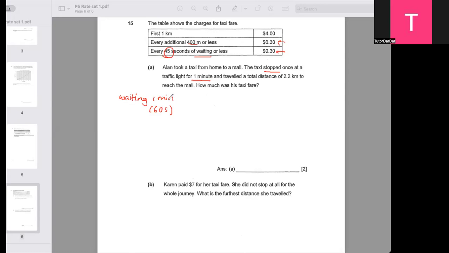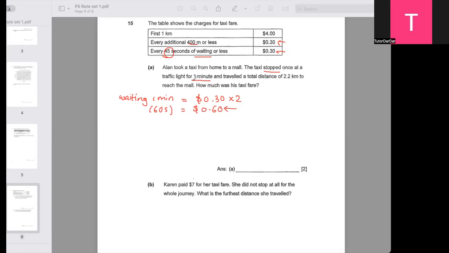So that means this waiting 1 minute is equal to 0.30 times 2, which is equal to 0.60. So even if you see only 15 more seconds, you still have to pay for the full 45 seconds. That's why you have to times 2. So this is one part that we need to consider. We need to add it in to the fare.